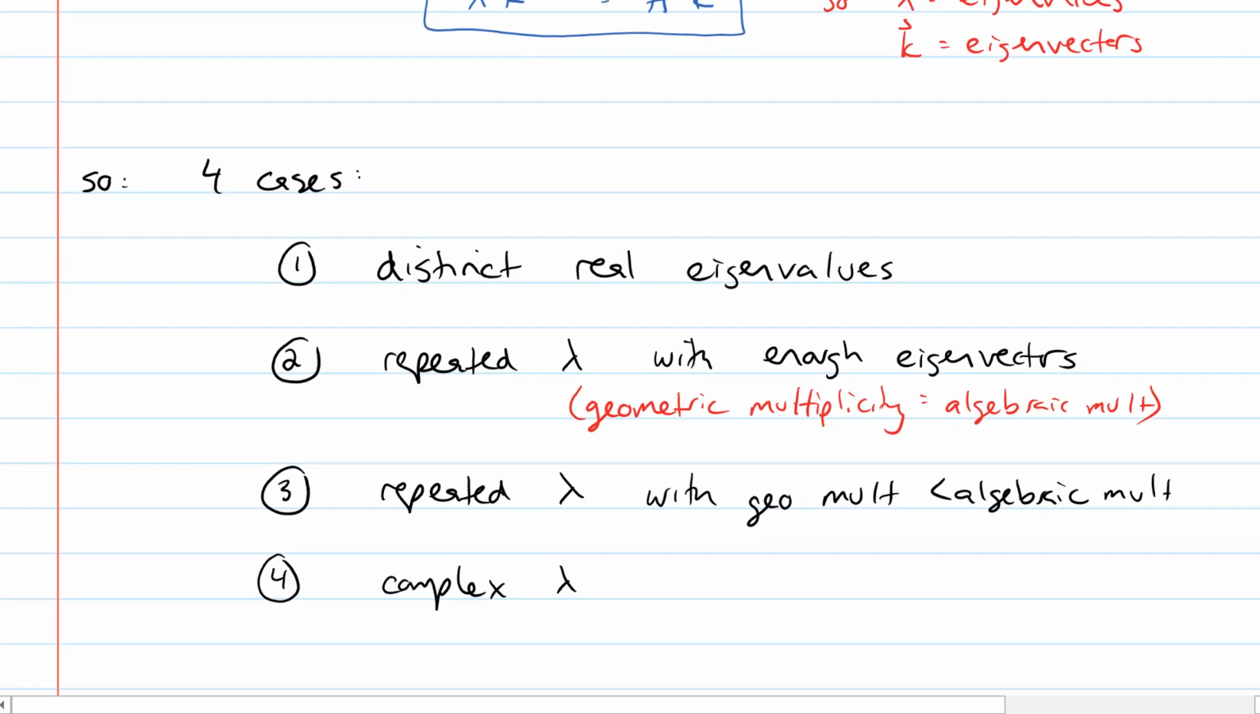So those are the 4 possibilities, and that's basically the theory behind solving homogeneous systems. In my next couple of videos, I'm going to do examples of each of these cases.